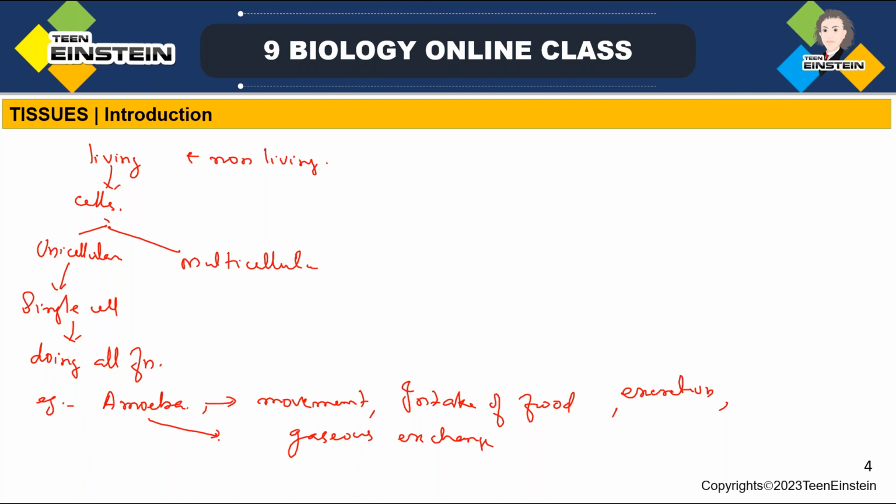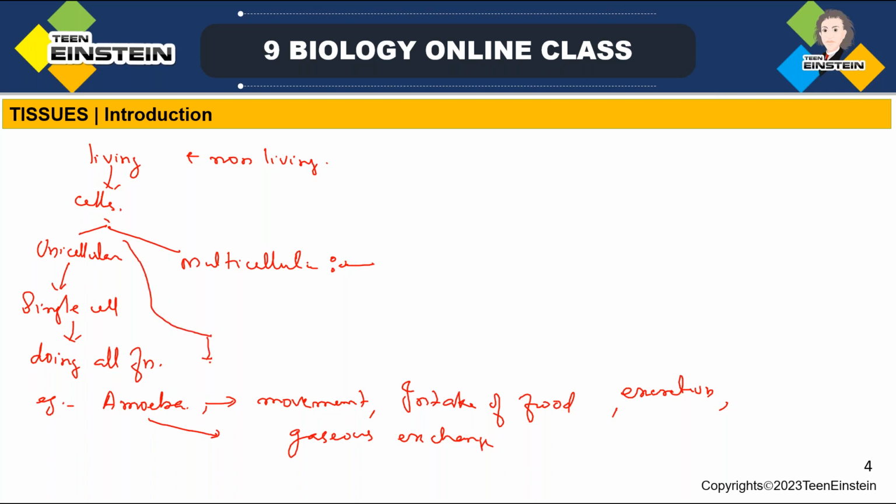So in a unicellular organism, we can see that all the important functions are performed by that single cell. And the example you need to give is amoeba. In amoeba, that single cell is carrying out all the important functions of the body: intake of food, excretion of waste material, gaseous exchange, and movement. Everything is done by that single cell.